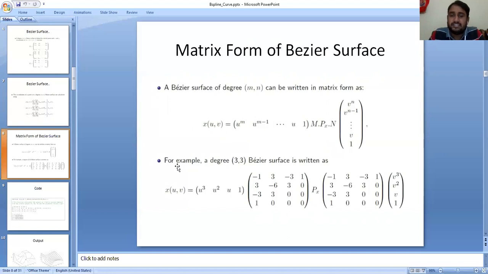For example, if we make a Bezier surface of degree 3, 3, we have to write it like this: U cube, U square, U and 1, V cube, V square, V and 1. These are the matrices of degree 3 in both directions, and Px is the control point. Similarly, we can calculate for x and for y. So you will get the points on the Bezier surface in the x, y, and z directions.